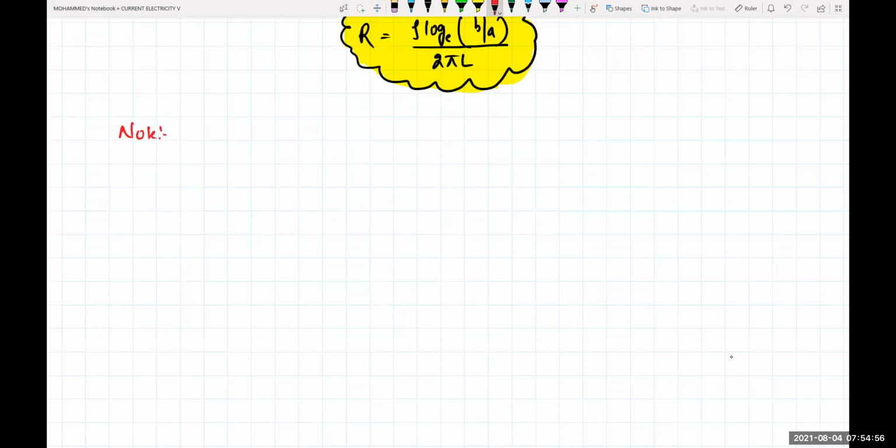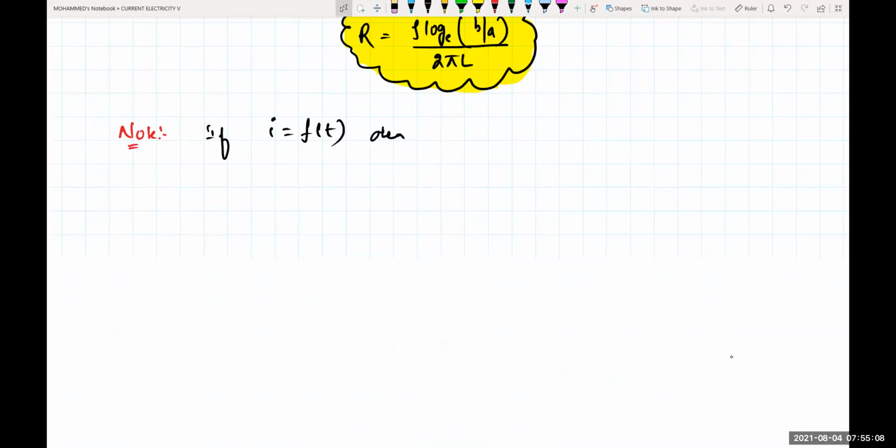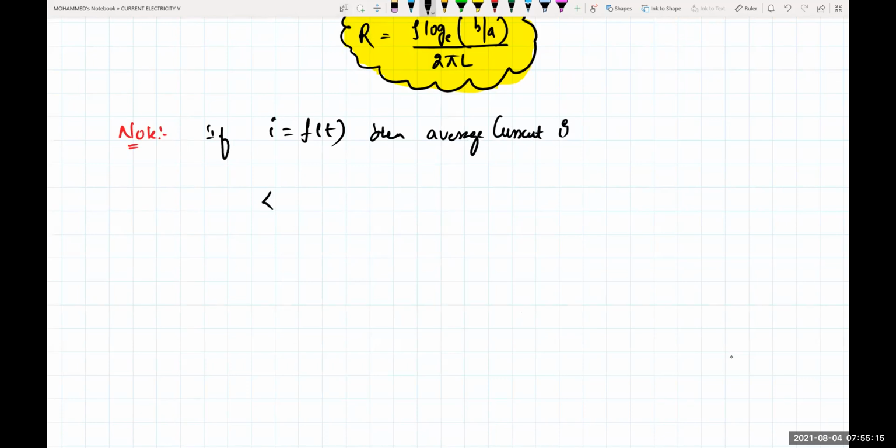Give a small note, beta. If current is a function of time, then average current is calculated like this: average current will be equal to integral of I dt divided by integral of dt. Limits for this one are t1 to t2, and limits for the denominator are also t1 to t2.